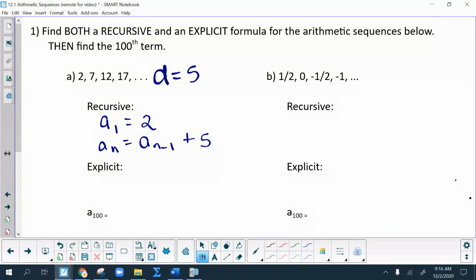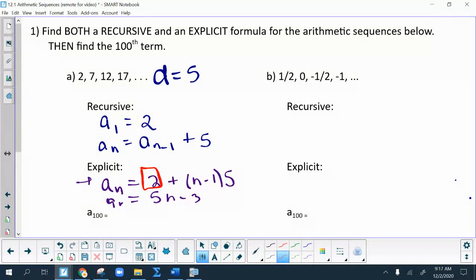For the explicit formula, you just write down a sub n, and then it's the first term of 2 plus n minus 1 times the common difference of 5. You are welcome to multiply that out if you want. But I actually like it in the first form because in the first form, you can find right away what the first term is. Here's your first term. You don't have to do any calculating.